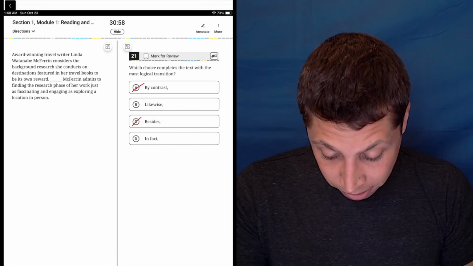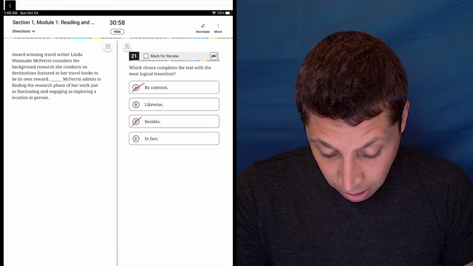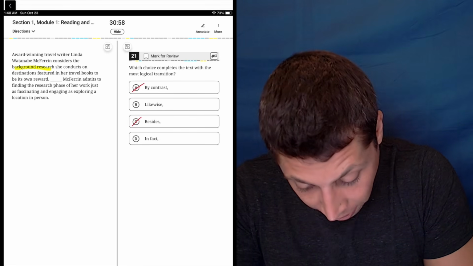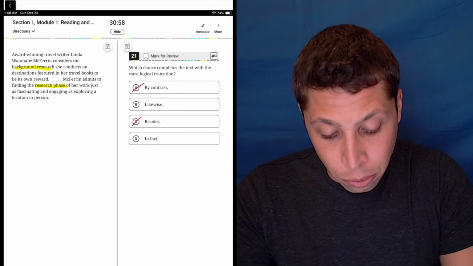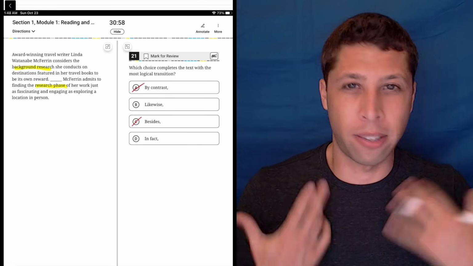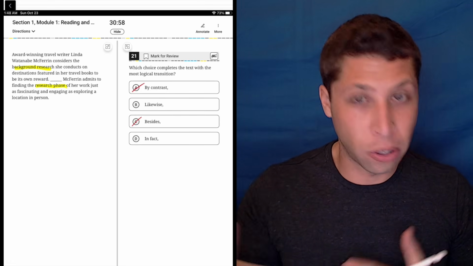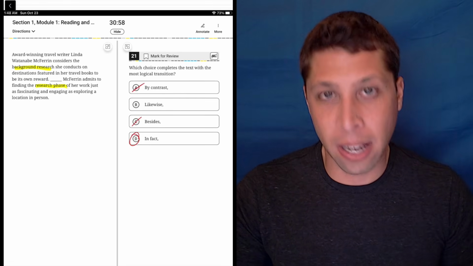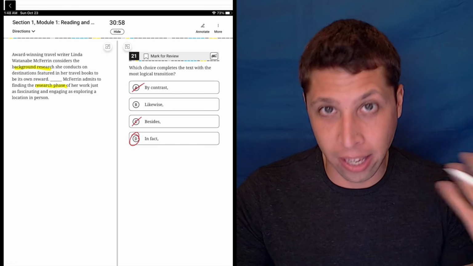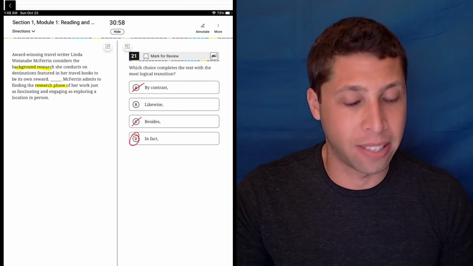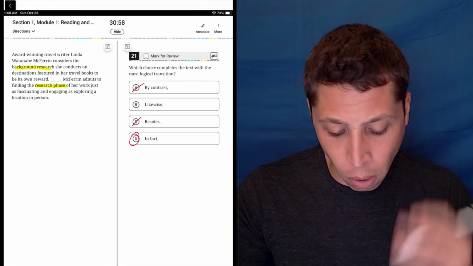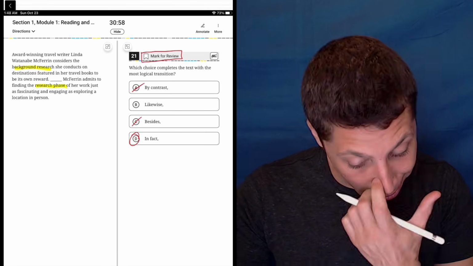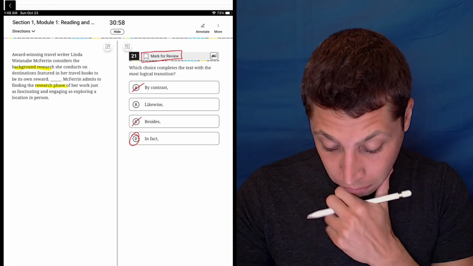In fact, McFerrin admits to finding the research phase, because, yeah, background research, research phase. Likewise is a word that's used to compare two things. These aren't two things. This is one thing. This is research in the first sentence, research in the second sentence. In fact is used to kind of emphasize a point. So they're emphasizing it. They're saying, yes, indeed, she finds it fascinating. So that seems right. Of all the questions I've done so far, this is the only one that I'm a little nervous about. Not even that nervous. So I might mark it for review.